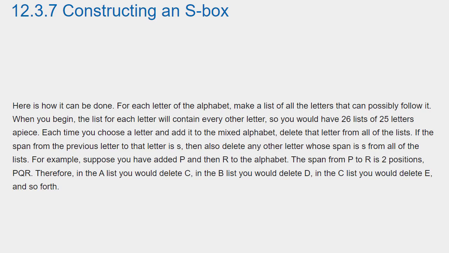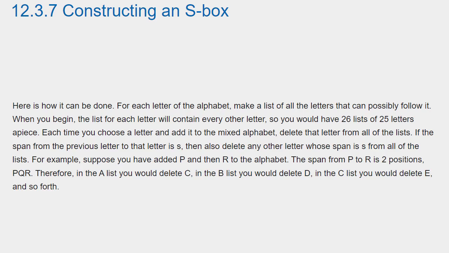When you begin, the list for each letter will contain every other letter, so you would have 26 lists of 25 letters apiece. Each time you choose a letter and add it to the mixed alphabet, delete that letter from all of the lists. If the span from the previous letter to that letter is S, then also delete any other letter whose span is S from all of the lists.